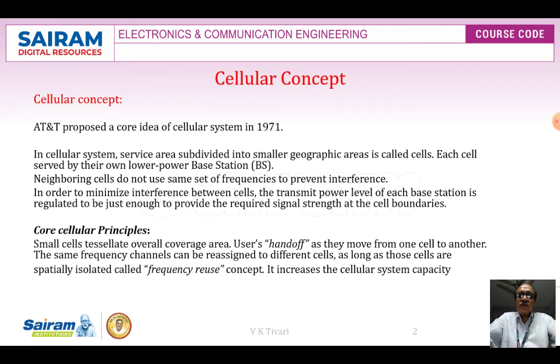In order to minimize interference between cells, the transmit power level of each base station is regulated to be just enough to provide the required signal strength at the cell boundary. So from the mobile station to the base station where the tower is placed, there is sufficient strength to be transmitted from the tower to the surroundings, which is the coverage area of the base station.